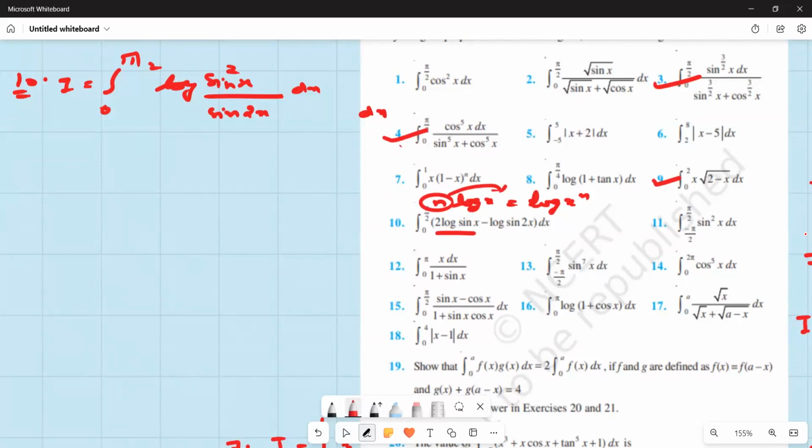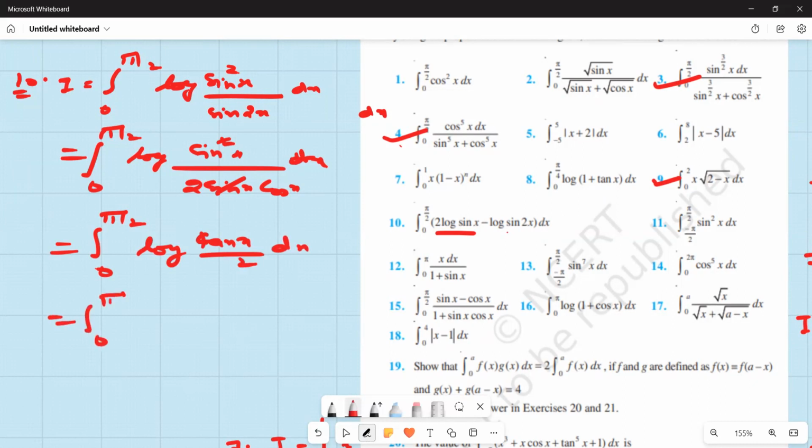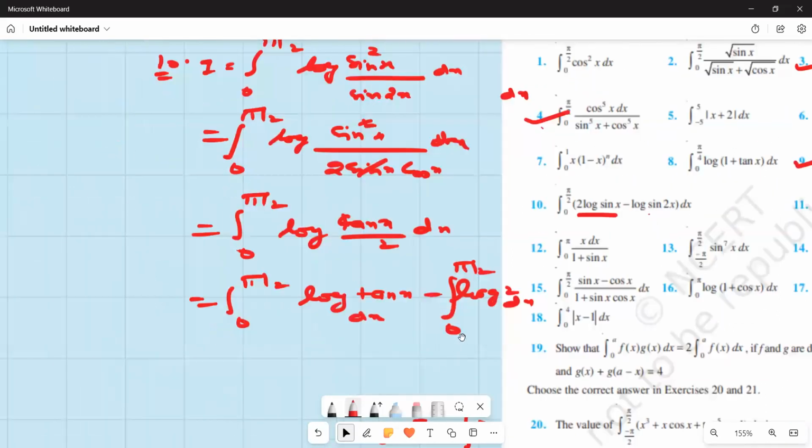So this 2 is taken as sine square. And then, as in the previous question, we have used log x by y is log x minus log y. So this will become the denominator. So the integral from 0 to pi by 2 of log of sine square x upon 2 sine x cos x dx. So one power is gone. So this is the integral from 0 to pi by 2 of log of sine x by cos x over 2, right? Sine by cos. So this is the integral from 0 to pi by 2 of log tan x minus log 2 times the integral from 0 to pi by 2 of dx. Right? Now if I take log tan x separately, I want to check.